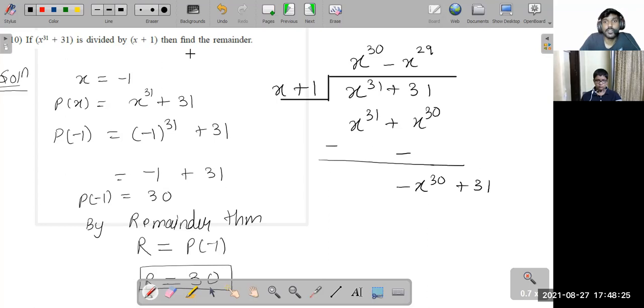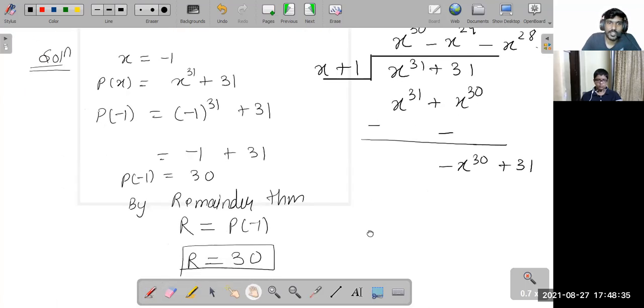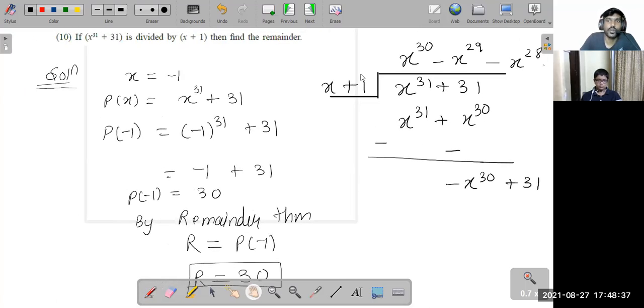Yeah, this will be very lengthy. Very lengthy. Then x raised to 29, then x raised to 28. This will keep on going. So we'll avoid that. Our remainder theorem is shorter. We'll do that.